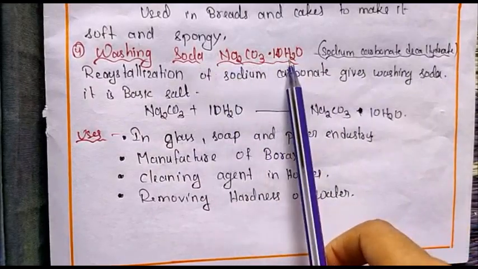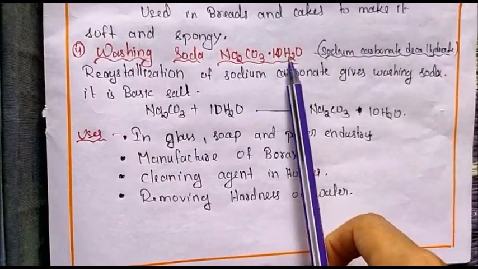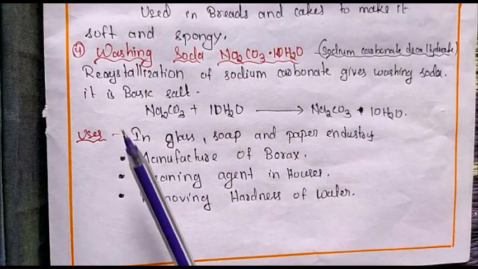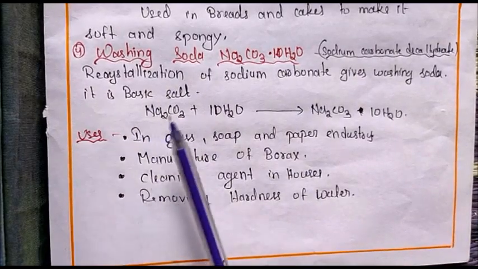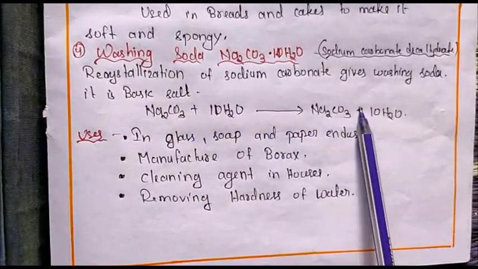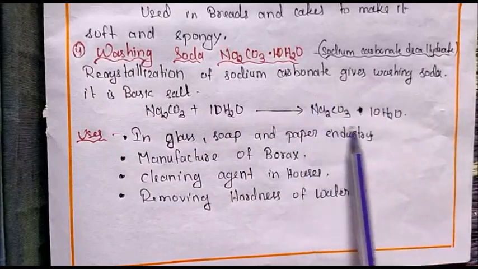Sodium carbonate with water of crystallization is known as washing soda. It is a basic salt. Na2CO3 plus 10H2O gives Na2CO3·10H2O. It is a crystallization form.